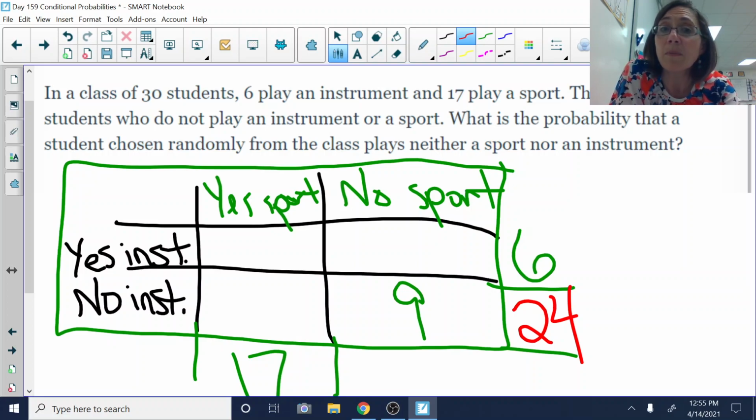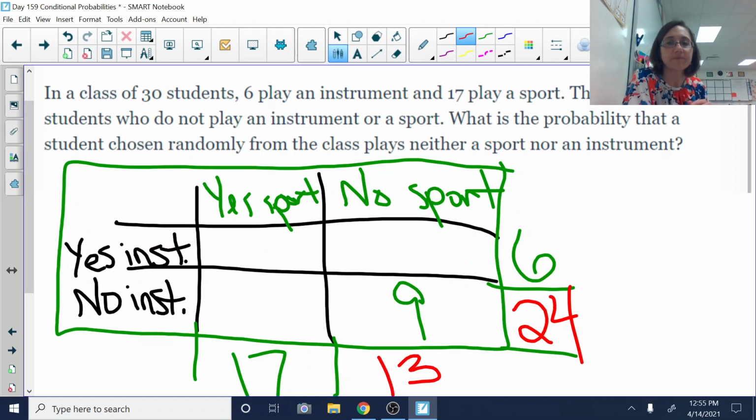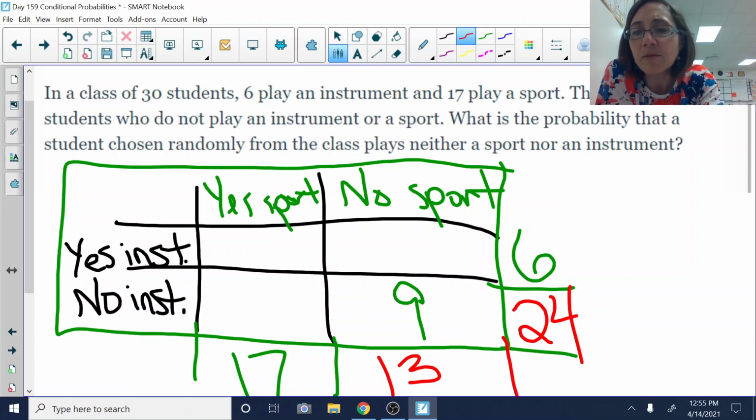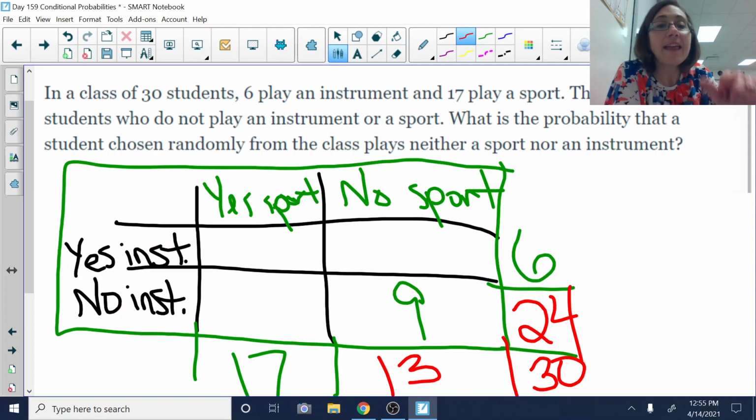Let's think about the sport people. So I'm going to ask my 30 kids in the classroom, do you play a sport? And 17 of them say, yes, I do. How many kids didn't raise their hand? There's 30 kids in the room. 17 said yes, so the no's would be 13. So I'm going to have a 13 right down here in my chart. You can use this as a double check. The 6 plus 24 adds up to 30 kids, and then the 17 plus 13 also adds up to 30 kids. So that's going to cover all 30 kids in the class.